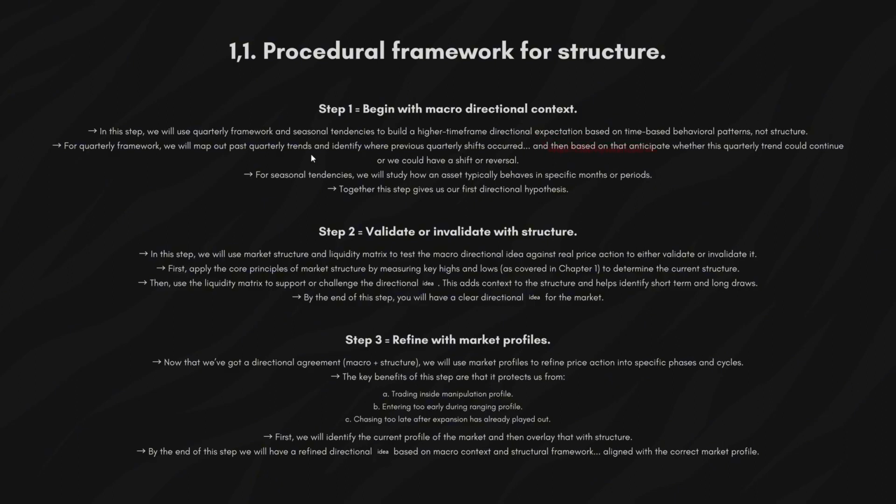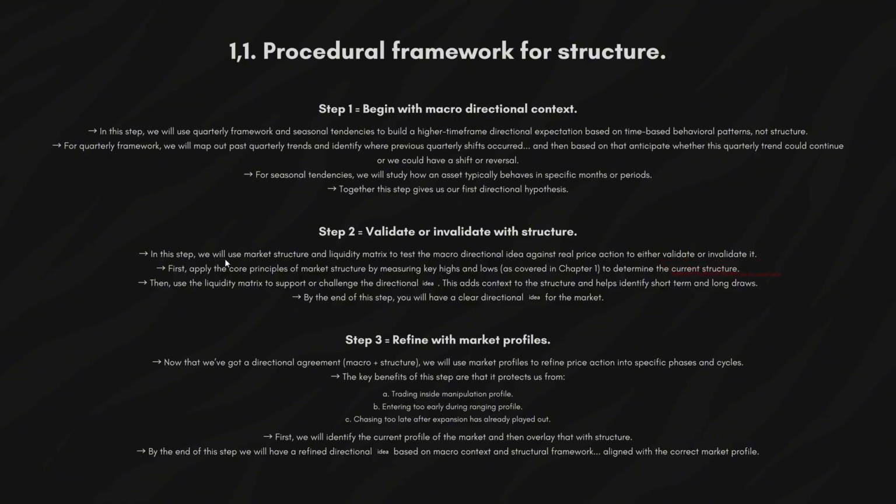Okay, and once we've done that, then we move on to the second concept within this step, which is the seasonal tendencies. And this basically just means looking at the seasonal charts and asking how this asset usually behaves in this particular month or in this particular time period. And then through these two elements together, you could build a macro directional context or your first directional hypothesis. But it's just a hypothesis for now. It's not an idea, it's not a bias, it's just a hypothesis. And then after that, we will move on to step 2.